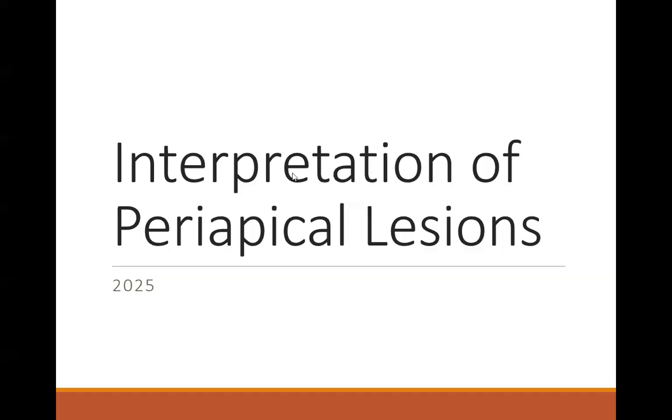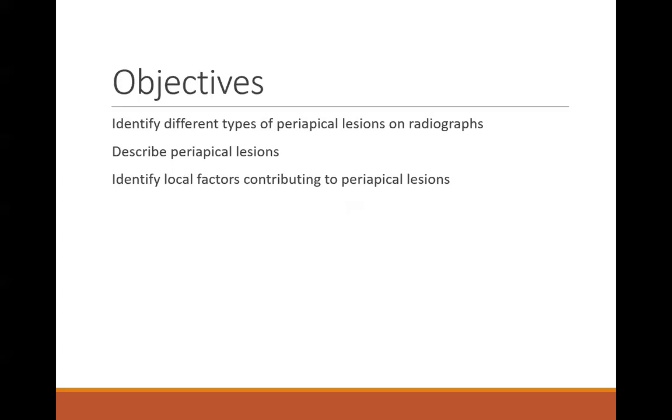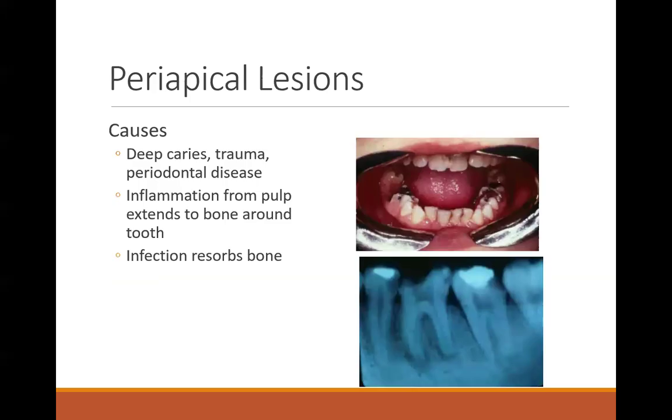All right, we're going to go over this interpretation of periapical lesions. We're going to talk about different types of periapical lesions on radiographs, describe periapical lesions, and identify local factors contributing to periapical lesions. Periapical lesions most oftentimes are caused by caries.